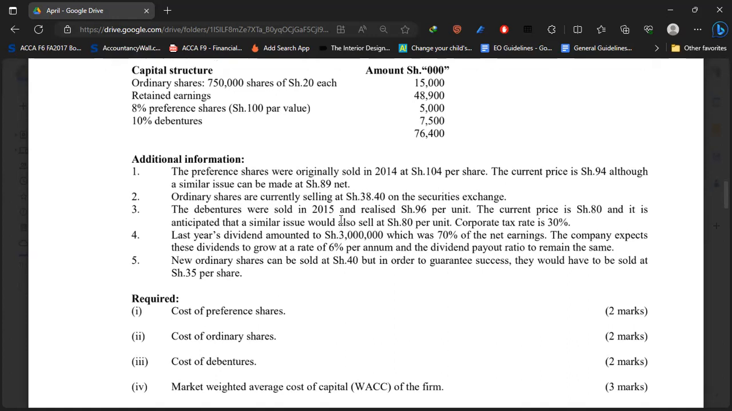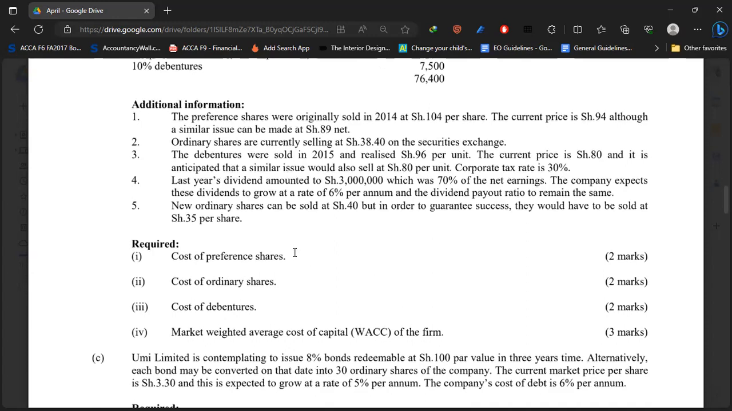The same applies to the ordinary share. They are saying the ordinary shares are currently selling at 38.40 on the securities exchange. But when you look at note number 5, we are being told the new ordinary shares can be sold at 40. But in order to guarantee success, they would have to be sold at 35 shillings per share. So you will see they have already given some discounts there. So they are selling at 35, and that is what you're supposed to be checking on. We shall be able to factor that.